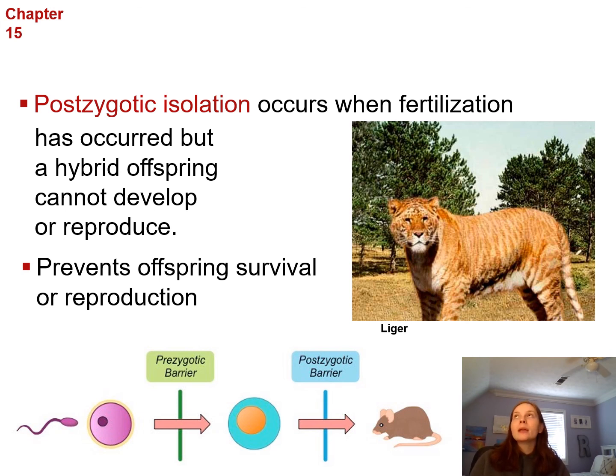Another example would be if you mate a horse and a donkey, you make a mule, but that mule is sterile, so even if you try to mate that mule with another mule, you cannot make that. Okay, so that's postzygotic isolation. The egg and the sperm have fertilized each other. You may even develop an embryo or a baby, but that baby cannot continue that lineage. The baby cannot have babies of its own. So that's postzygotic isolation. Okay.